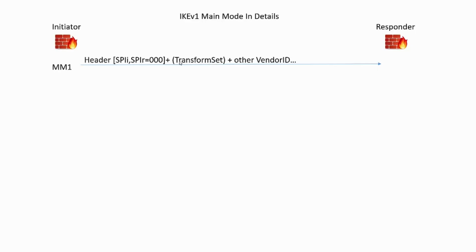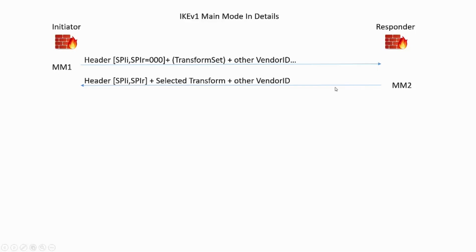The security association, which is the transform set. Transform set is basically the part of the message containing what encryption and hashing algorithm the initiator prefers to use. It is an ordered list of what the firewall is proposing to use for encryption and hashing. And then it's going to send other vendor IDs, which are other preferences that this firewall would like to use. We are going to talk about examples of vendor IDs in future lectures.